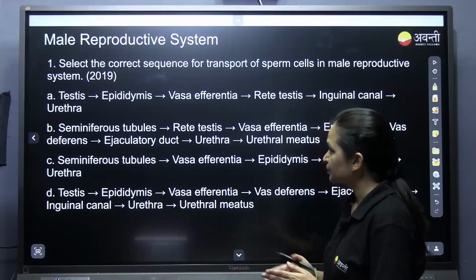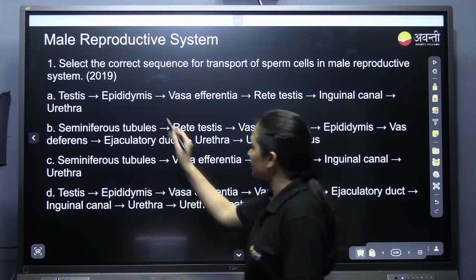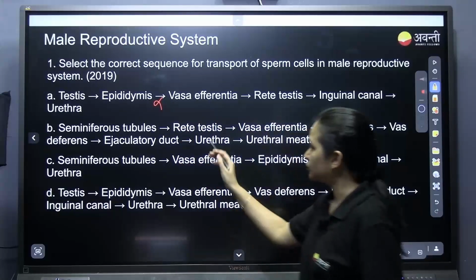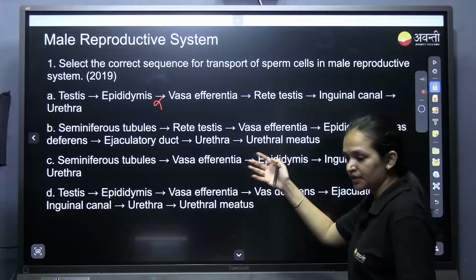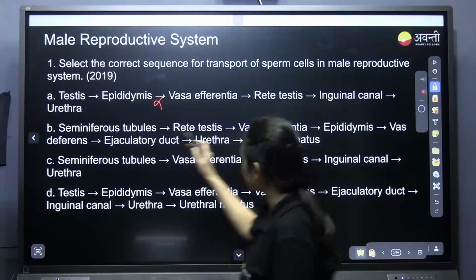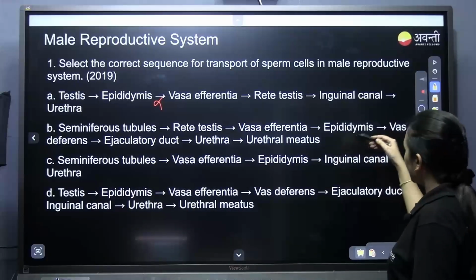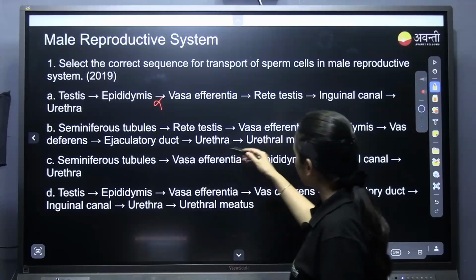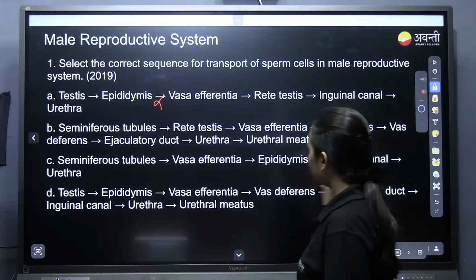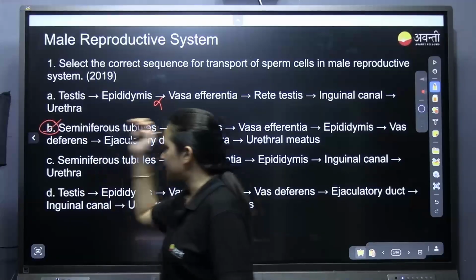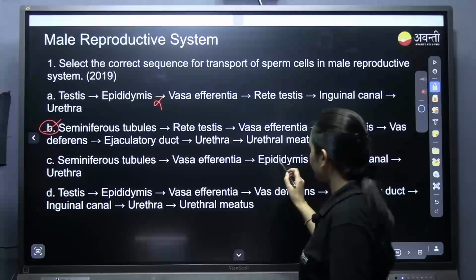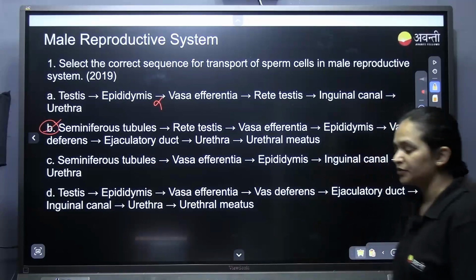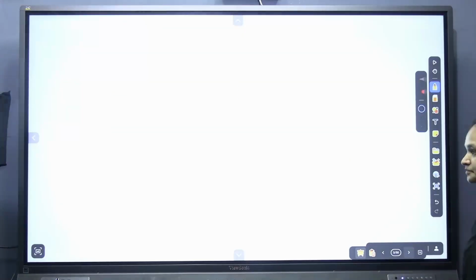Starting with that, is it testis, epididymis? No. Seminiferous tubule, rete testis. Yes, Kiran, very good. B, we'll just see: rete testis, vasa efferentia, epididymis, vas deferens, ejaculatory duct, urethra, and urethral meatus. B for Bombay is the correct answer.